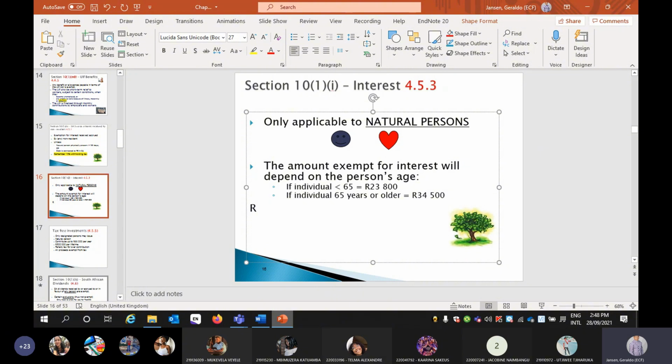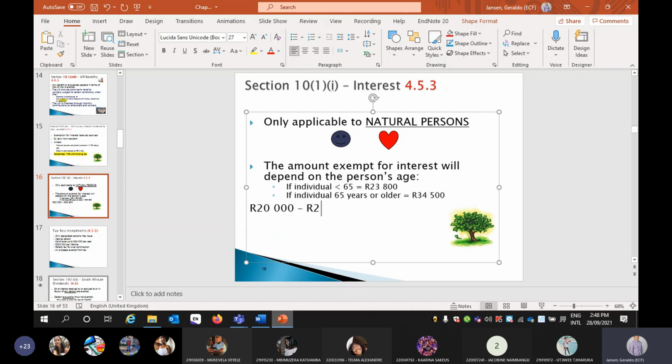So that one is easy. But let's say this person only got interest of 20,000. Then I ask you again, what amount will be exempted? So obviously this will be included in gross income. Now I'm asking what amount will be exempted. Now I'm saying you cannot then say 23,800 will be exempted. Why can't you say that? Because this person only got 20,000. So you cannot exempt more than what he actually got.